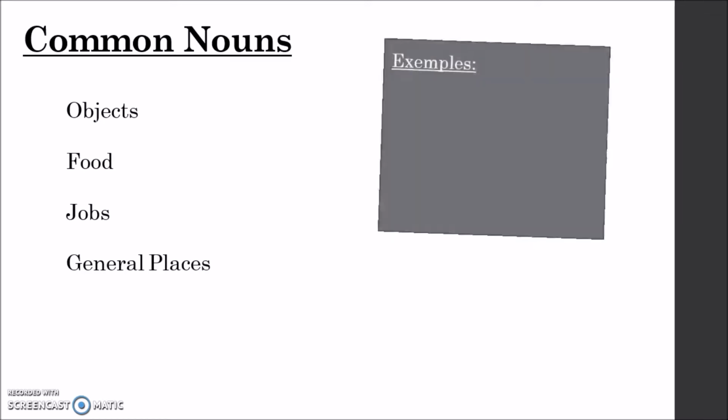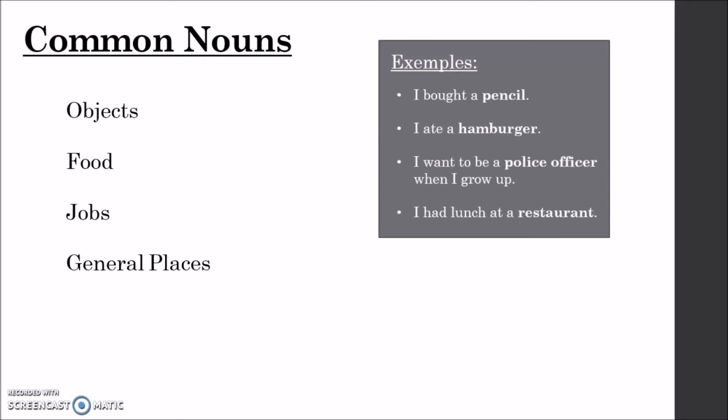For example, I bought a pencil. In this case, the noun is pencil. It is a common noun because it represents an object. So it's not proper and does not take a capital letter. Same thing for hamburger, which represents a type of food.